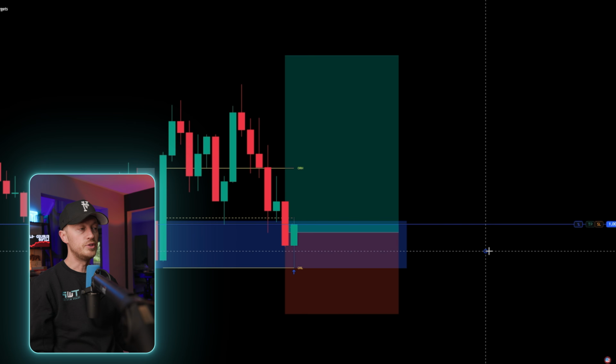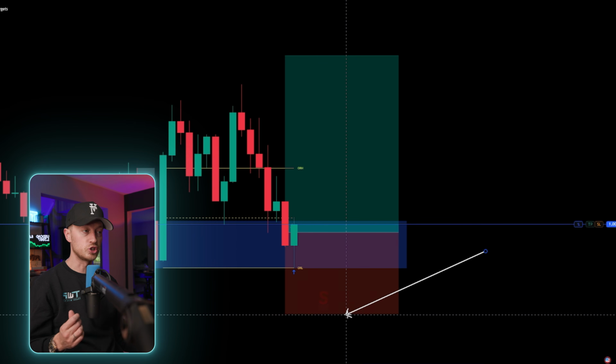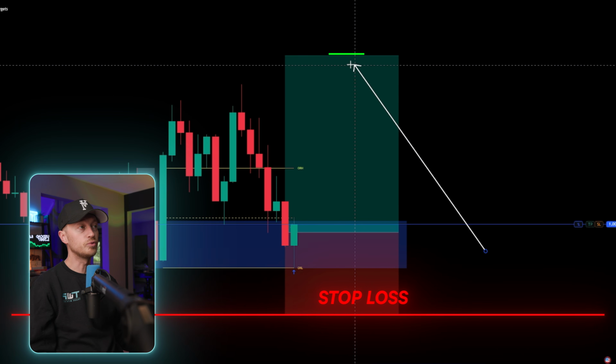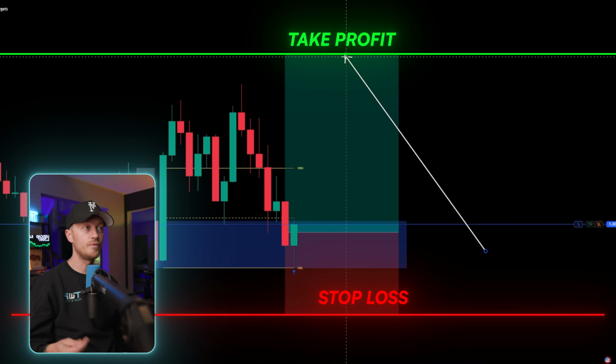Let me show you an example from a trade I actually placed. The bottom of the red box right here is your stop loss. If the price comes to this level, you lose money. And the top of the green box right here is your take profit. That's where you're targeting an increase in price to make money.